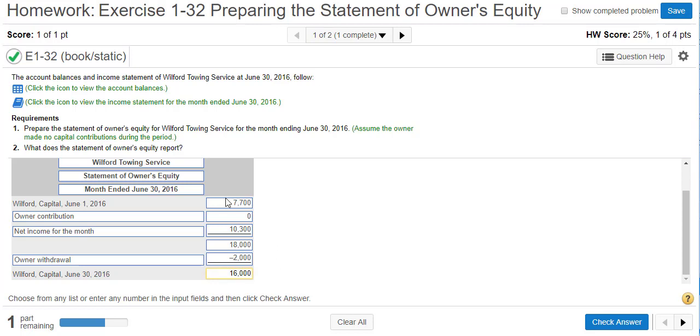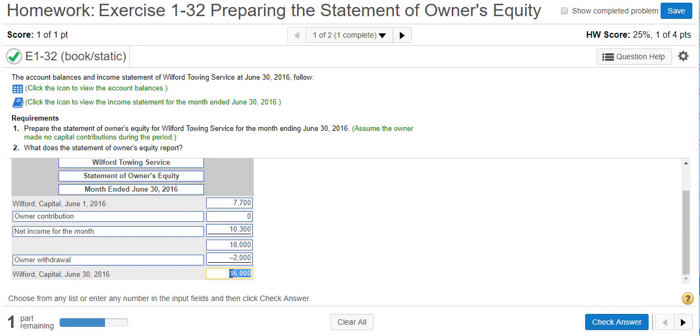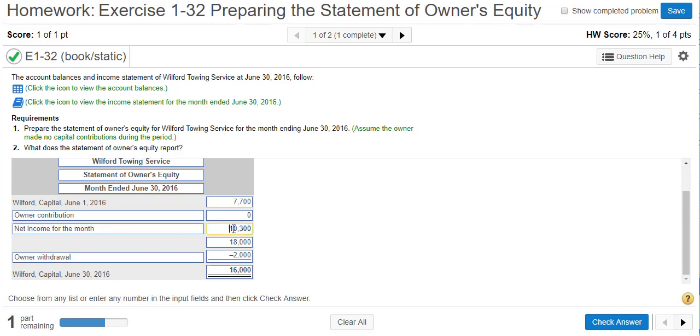So let's review what happened. They began with 7,700, they ended with 16,000, and why did it go up? It went up because the company made a profit.